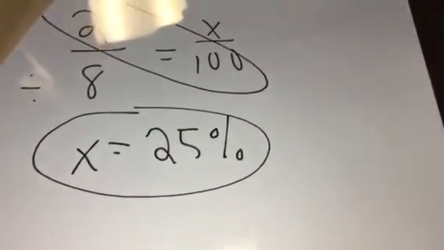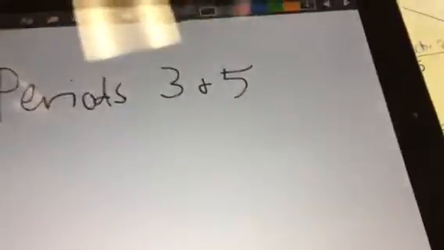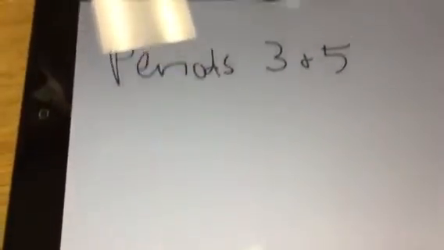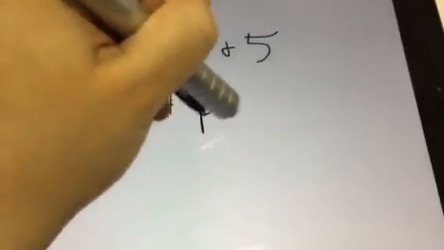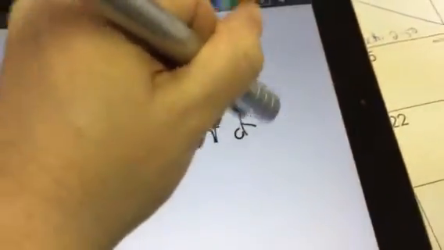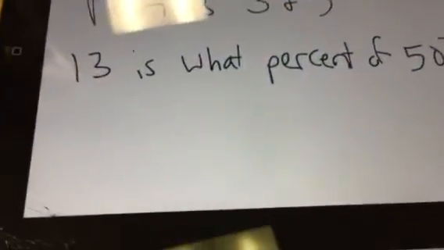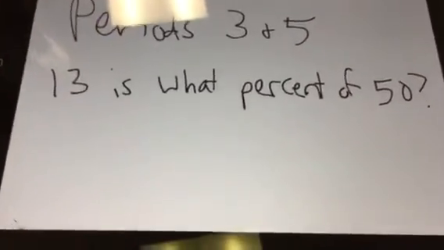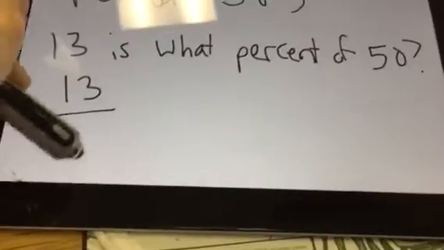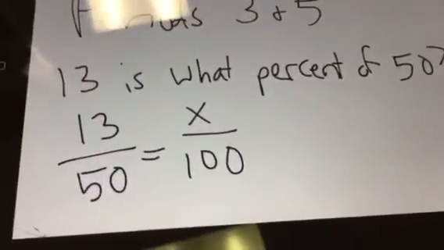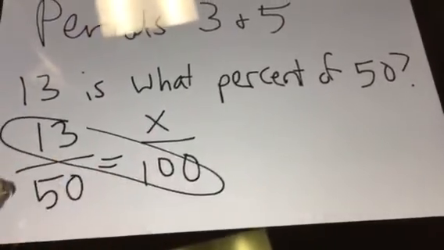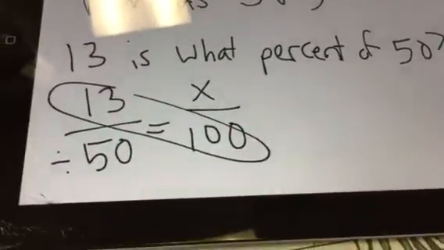All right, that's pretty much what you need to be responsible for, periods 3 and 5. You will also need to do questions similar to 13 is what percent of 50? So something similar to that. And that you could set up as 13 out of 50 is what percent out of 100, and you would cross multiply there and then divide there, and then your answer will be written as a percent.